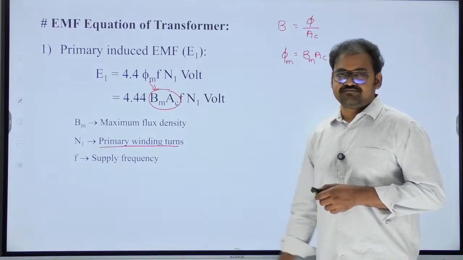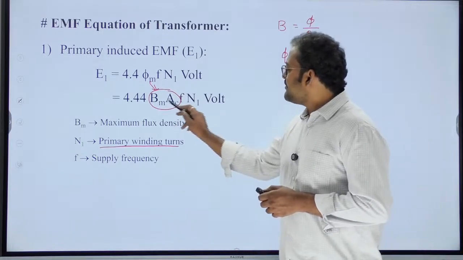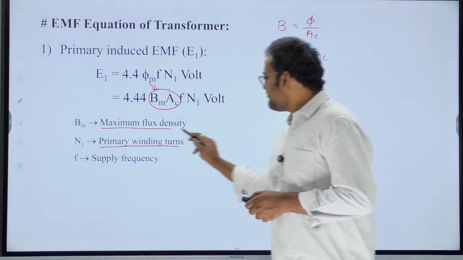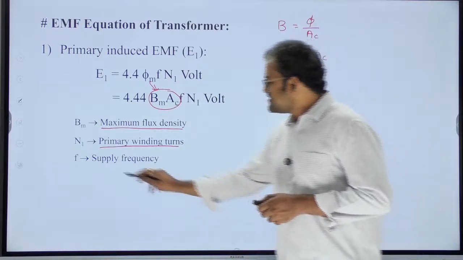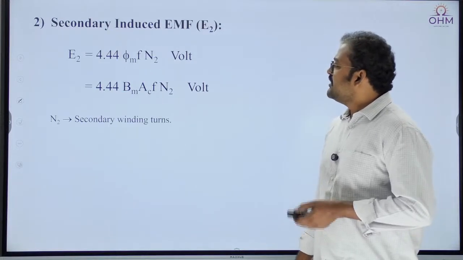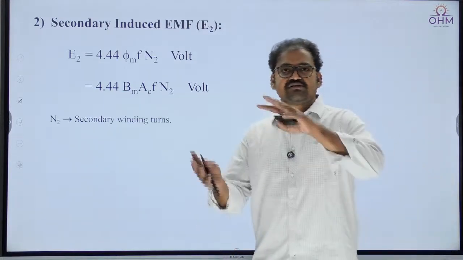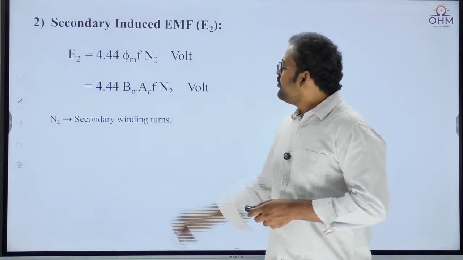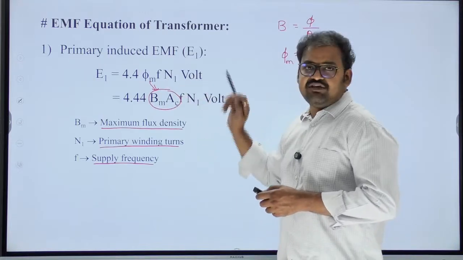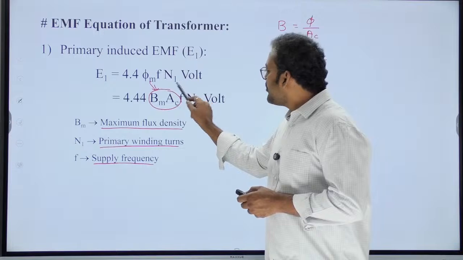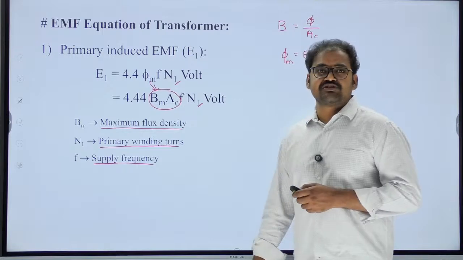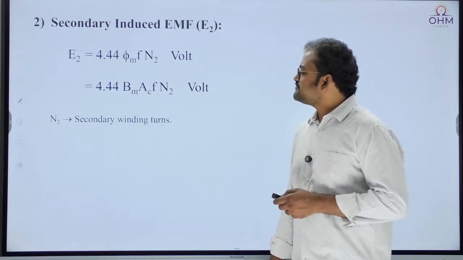Therefore you can use any formula. So 4.44 Bm cross sectional area frequency into number of turns, where Bm is maximum flux density of the core and F is supply frequency. This is primary induced EMF equation. Next, secondary induced EMF, that is the mutual induced EMF: 4.44 phi m F into N2. So what is the only difference between primary EMF equation and secondary EMF equation? The number of turns. Primary EMF has N1 number of turns, but secondary induced EMF has N2 number of turns.